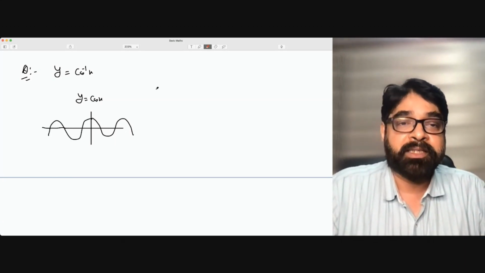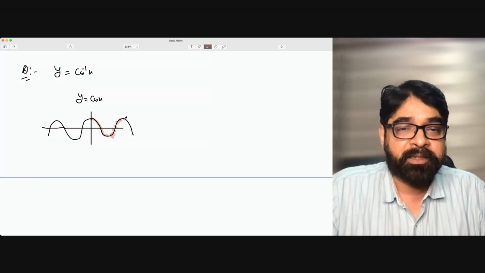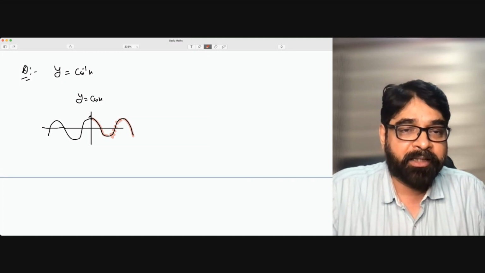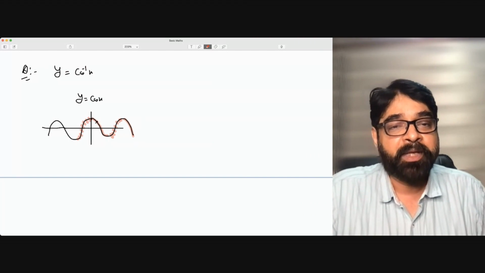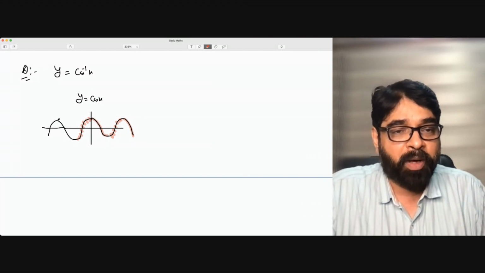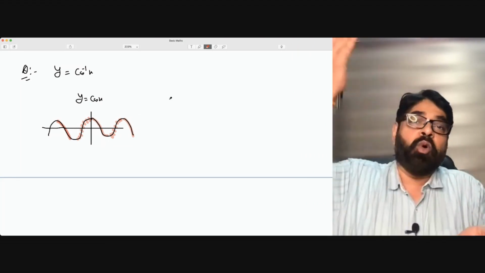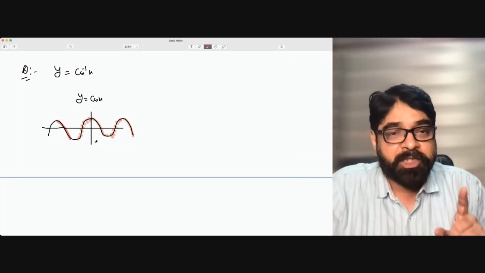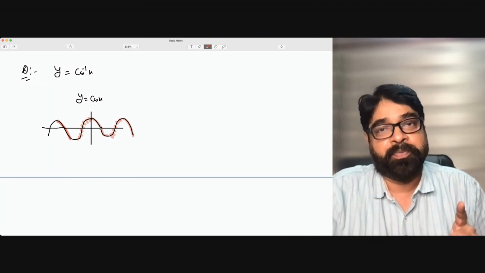By what I can see, this is the portion where it's decreasing. This is the portion where it's increasing. This is the portion again decreasing. And this is the portion again increasing. This portion increasing. This is decreasing. And so on. This is another one. Means the graph should either go up or come down. You cannot select from here to here because here it is increasing as well as decreasing.